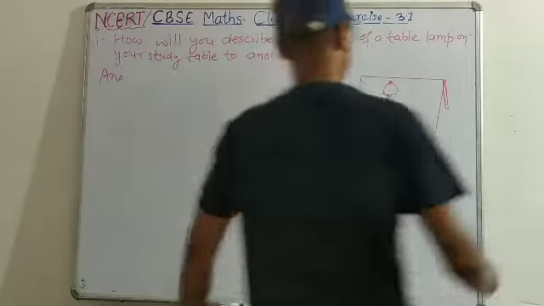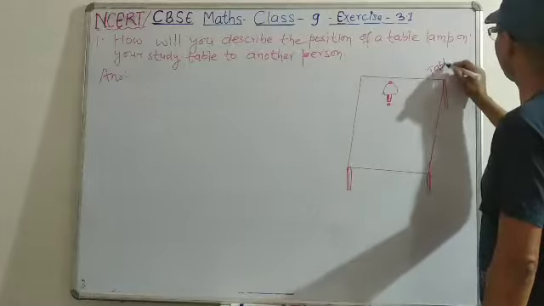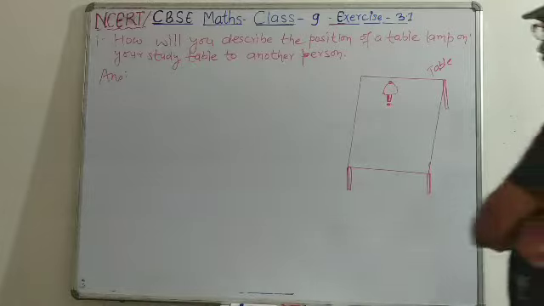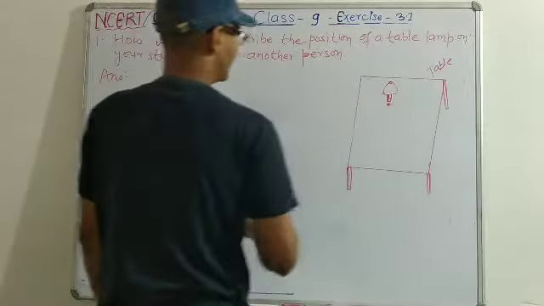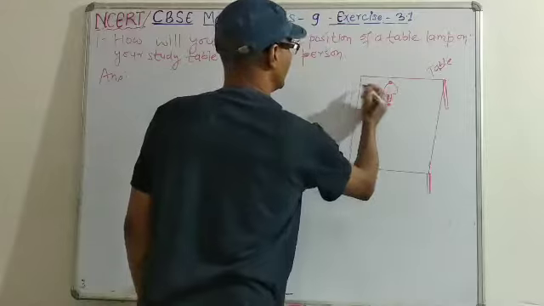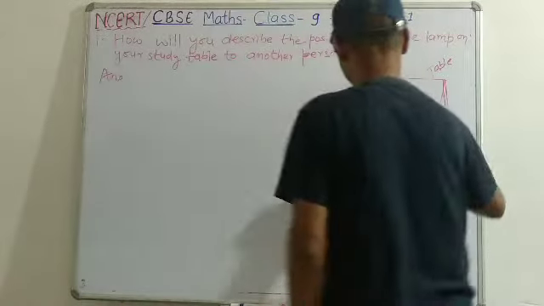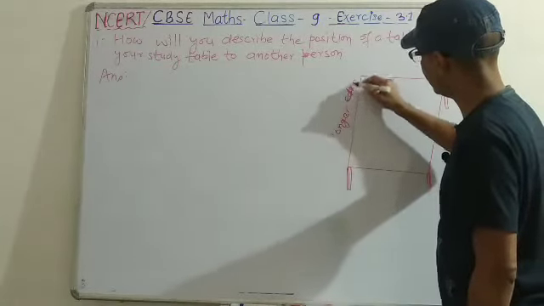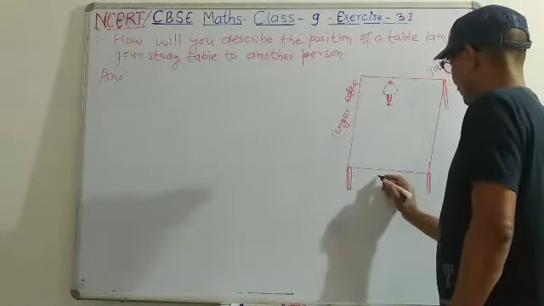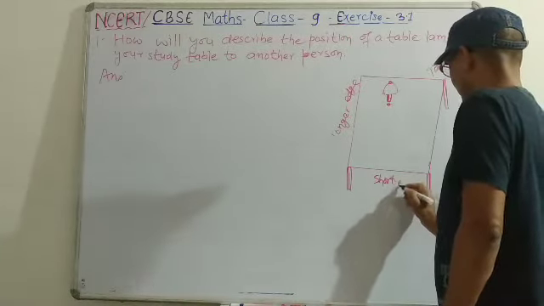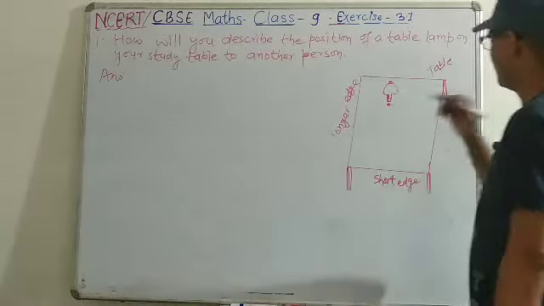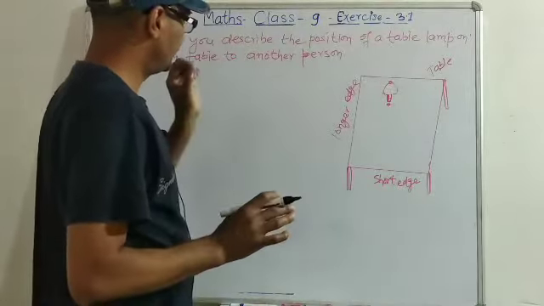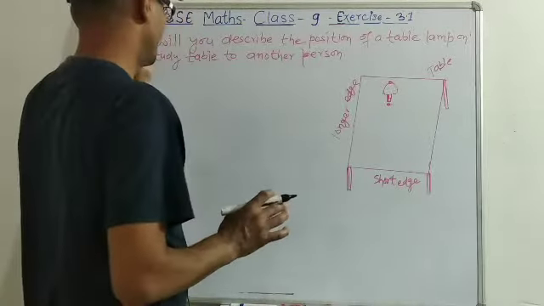Suppose your study table is this, it is your table. How do we show its position? With the help of coordinate geometry. So first of all, suppose it is the table lamp. The long side we can call the longer edge, and the short side the shorter edge. Here there is no x axis and y axis; we only have to locate the position of this lamp.